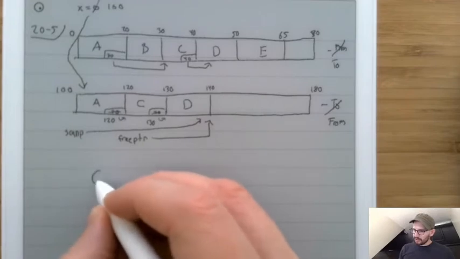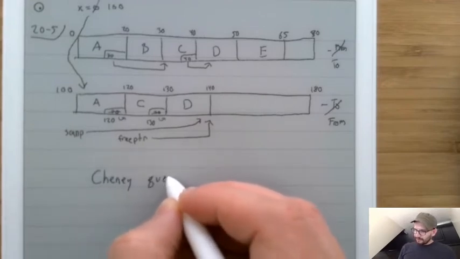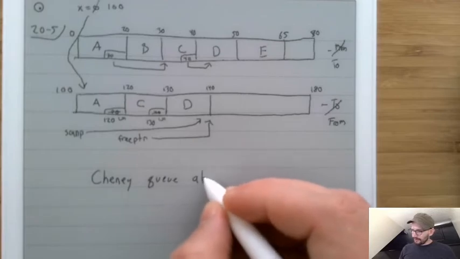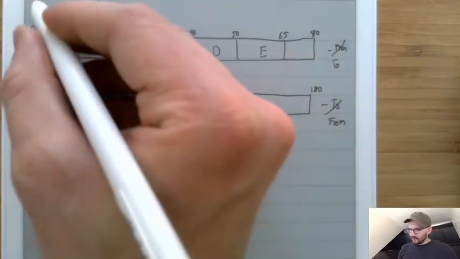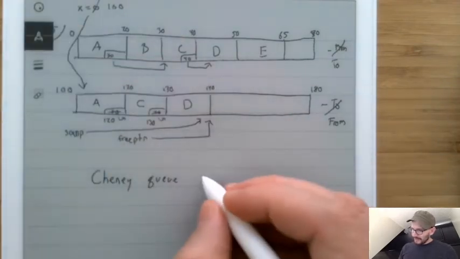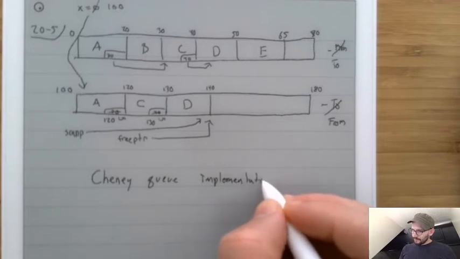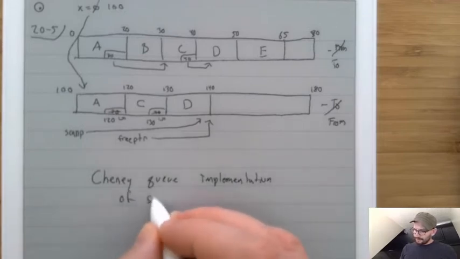This algorithm is called the Cheney queue algorithm. Or maybe we should say it is the Cheney queue implementation of stop and copy.